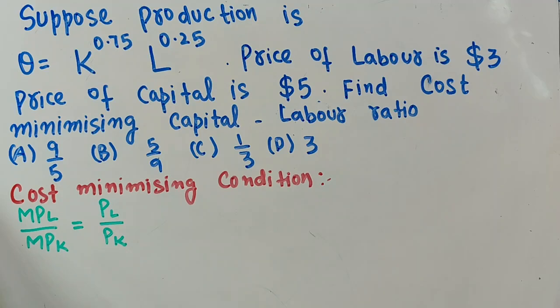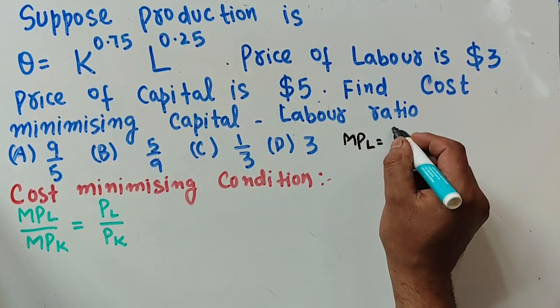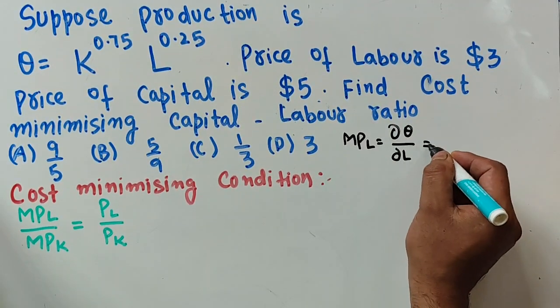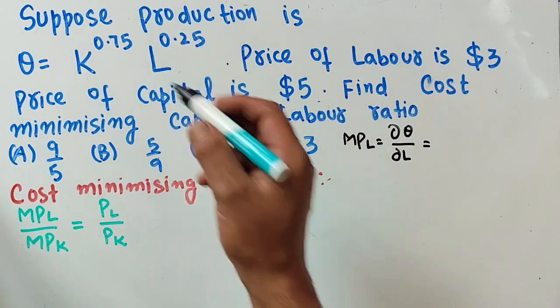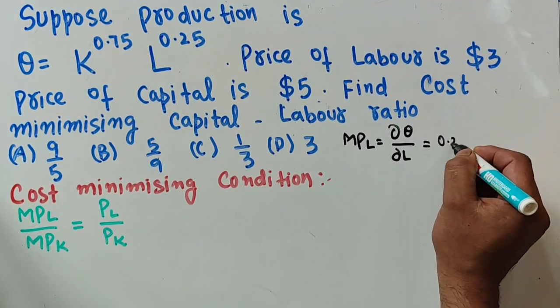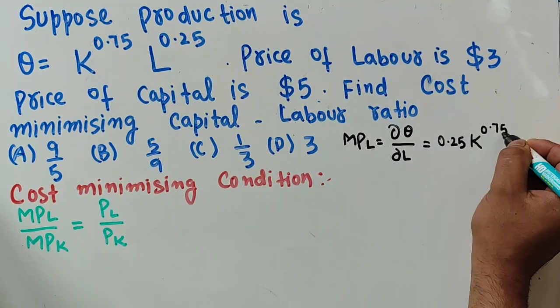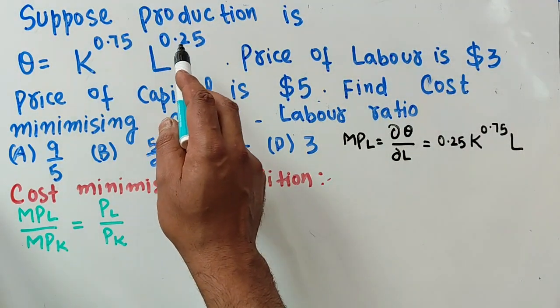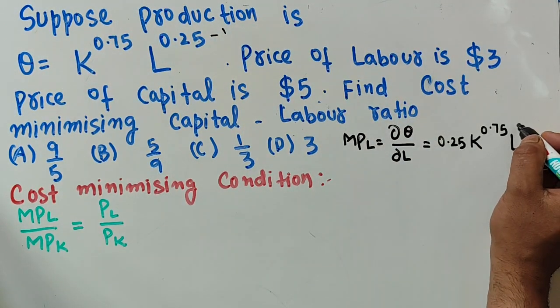Now we need to find the marginal product of labor. What is the marginal product of labor? It is simply the partial derivative of the production function with respect to labor. So we differentiate partially with respect to L. The exponent of L becomes the coefficient, so we have 0.25 times K raised to the power 0.75, then L raised to the power, with the exponent subtracted by 1, 0.25 minus 1 becomes minus 0.75.